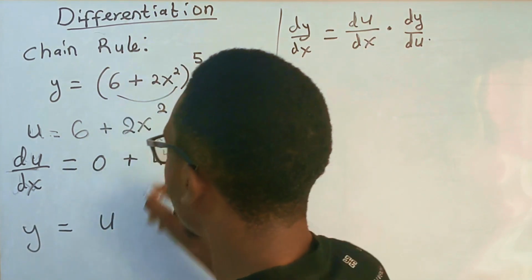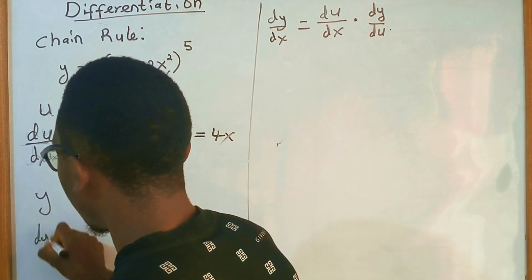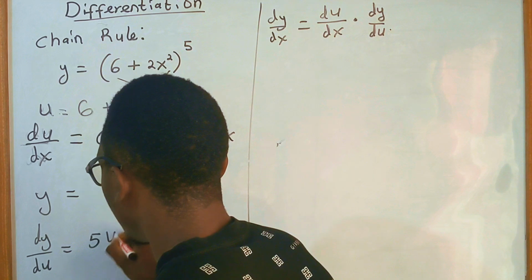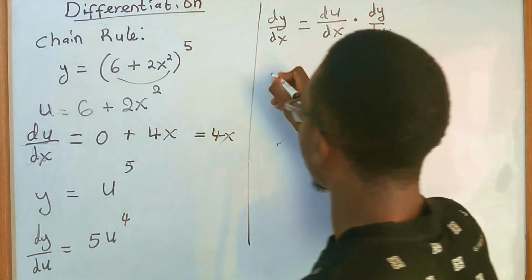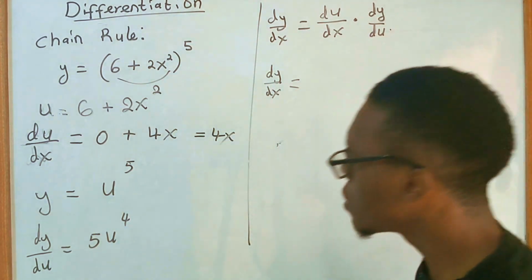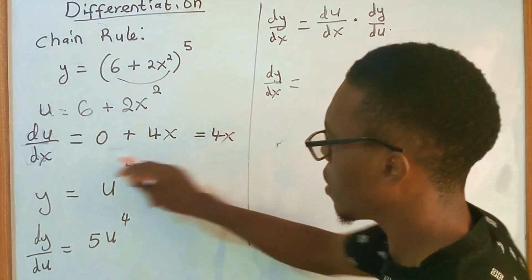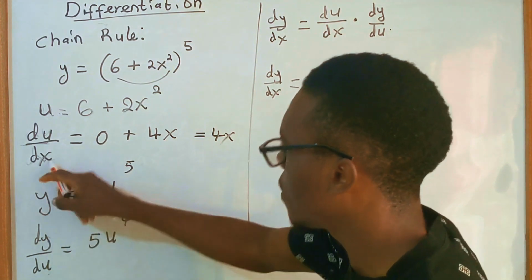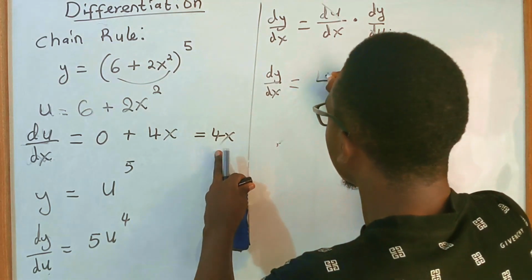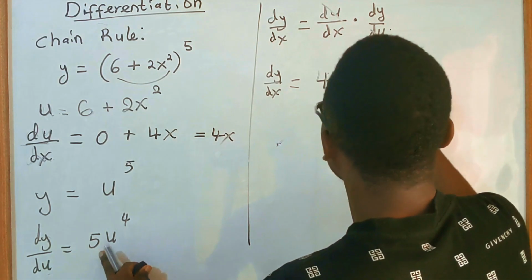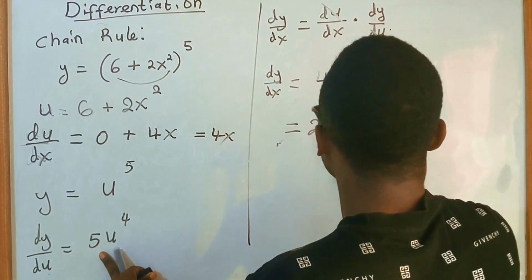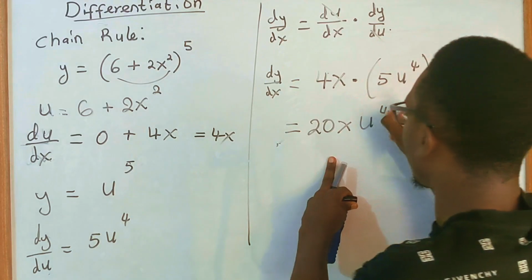Therefore, dy over du is equal to 5u to the power 4. Hence, dy over dx is equal to what? We will combine everything. We want to have dy over dx, that is du over dx times dy over du, so that you have dy over dx, since du and du cancel out. That is 4x times 5u to the power 4, that is equal to 20x u to the power 4.